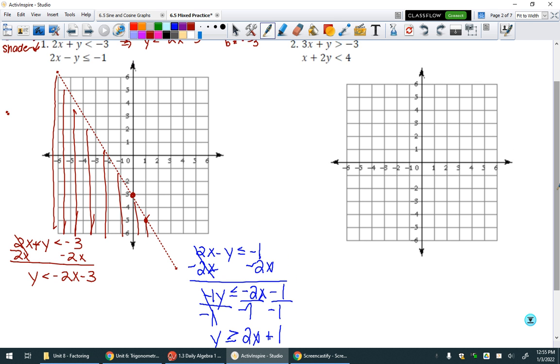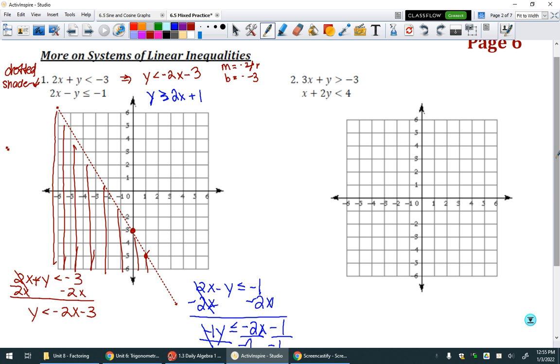So this equation is going to be y is greater than or equal to positive 2x and a positive 1. Now we're going really slow because there's a couple people that haven't been here yet at all. What's my slope? What's my y-intercept? Armand, start me off. What's my slope? Your slope is 2x. Good. And my y-intercept? 1. Perfect.